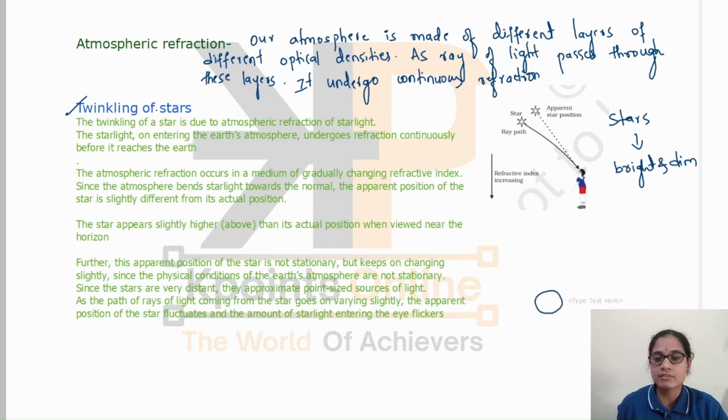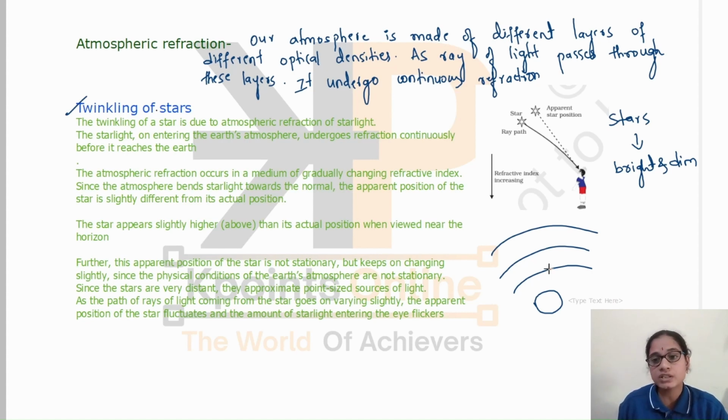We know that this is our earth. It is surrounded by different layers, and all these layers have different optical densities. So the rays of light coming from stars and the sun undergo continuous refraction here.